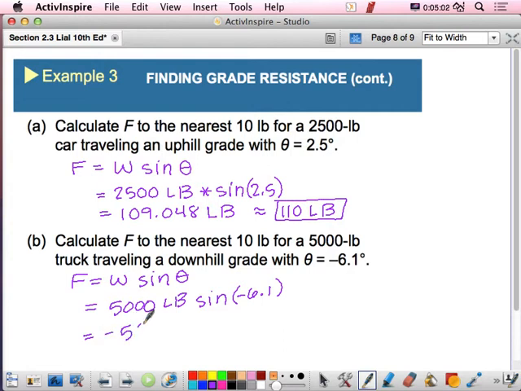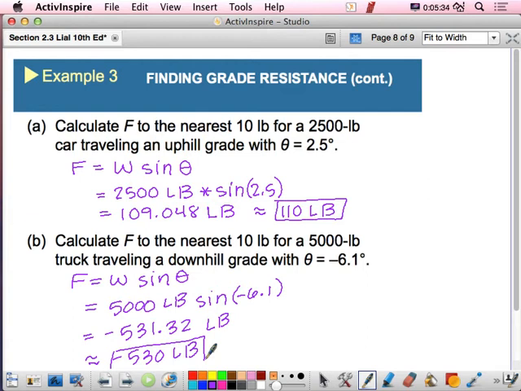Negative 531.32. All right, that's about how many pounds we have. And if I round that to the nearest 10 pounds, that's about negative 530 pounds of force. Why is it negative? It's going downhill. So does the car really have to do any work to do it? If you put that car in neutral, it would just go down the hill. Yeah, with that force.